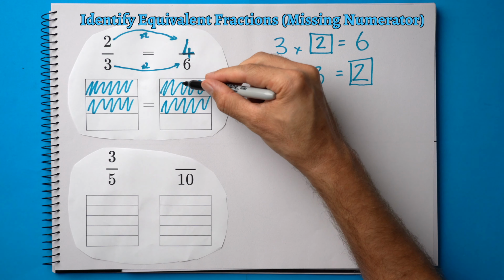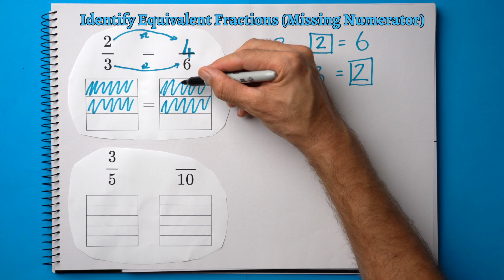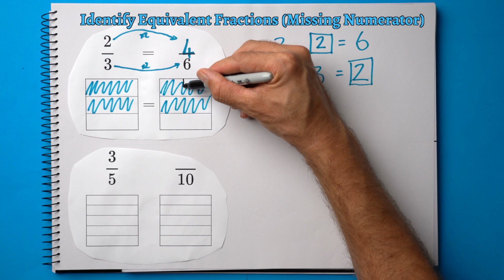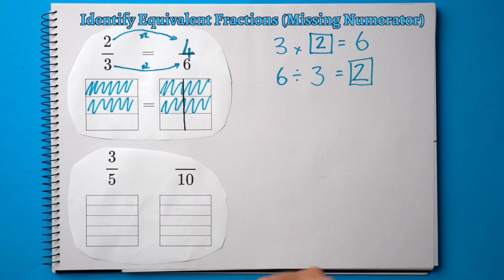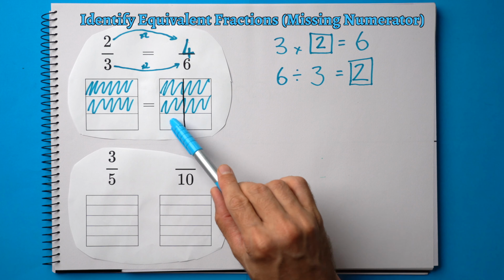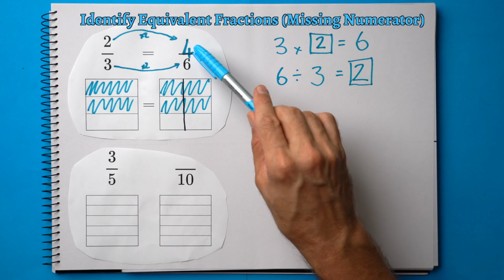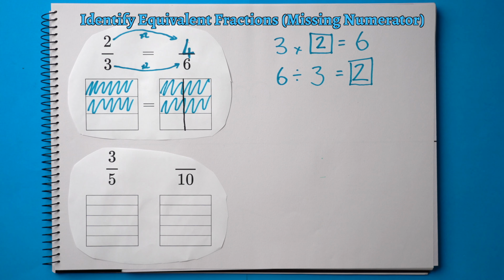And so that we've got 6, not thirds, I need to cut them in half. So I've got 1, 2, 3, 4, 5, 6 parts, and 4 of them are coloured. 1, 2, 3, 4. So 2 thirds is the same as 4 sixths. Let's have a look at one more example.